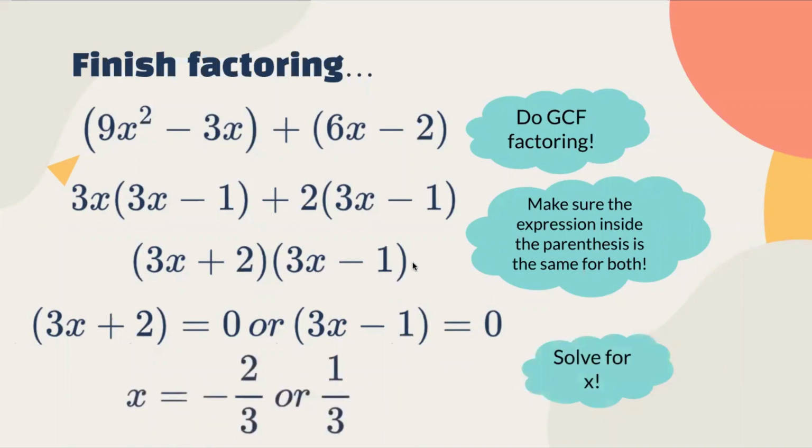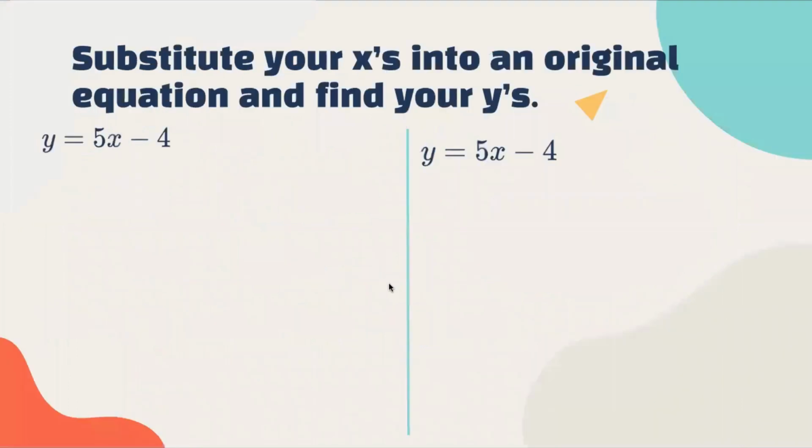Now that you've found those, let's go ahead and substitute our x values into one of the original equations to find our y's. I went ahead and chose y equals 5x minus 4, but you can go ahead and plug it into the original quadratic equation if that's what you prefer. And I'll go ahead and plug in both negative 2/3 and 1/3 into this equation so that we can get both our ordered pair solutions.